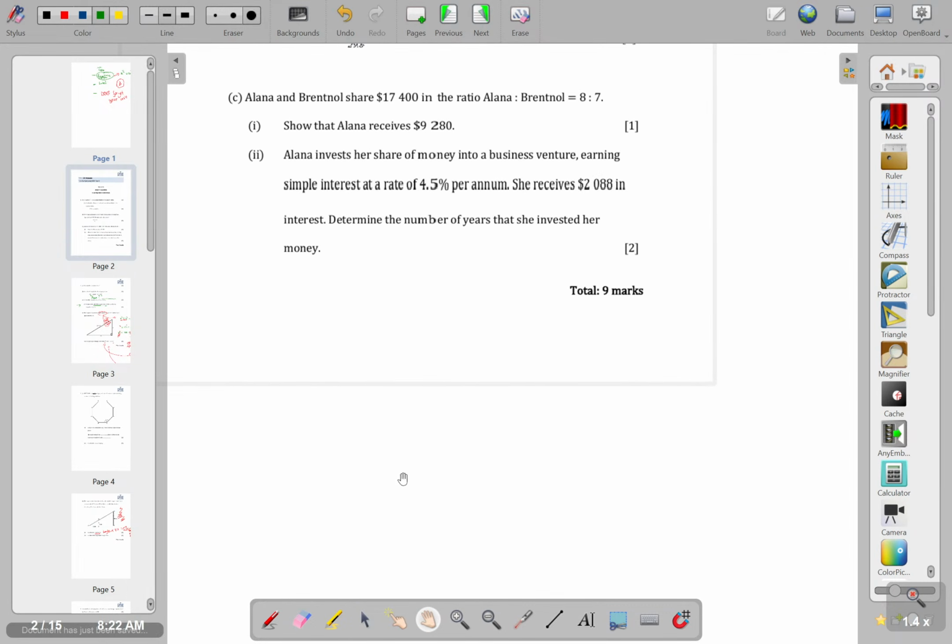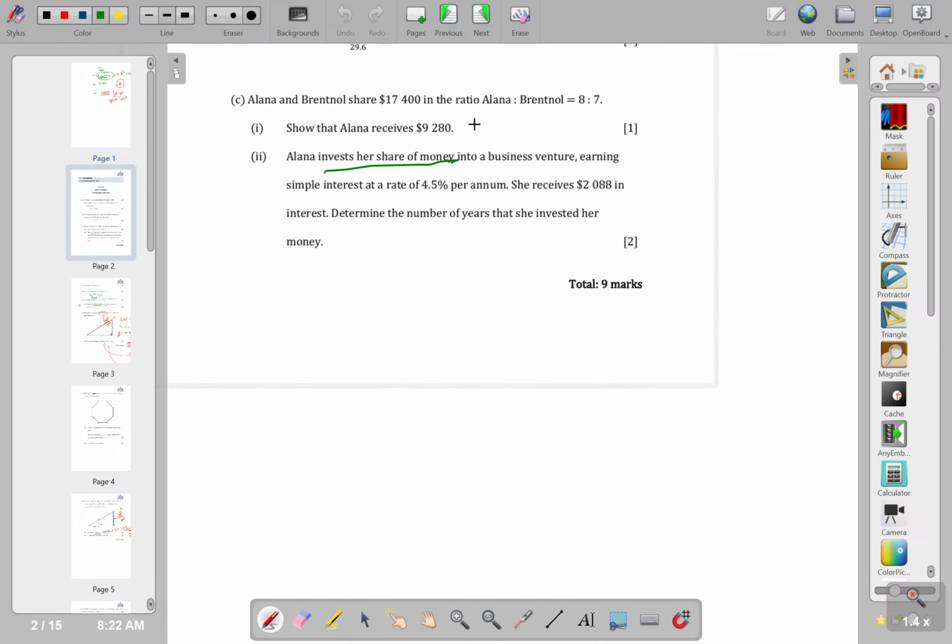What else? Now, Alana invests her share of the money. What's her share of the money? 9,280. So I'm teaching my students, listen, when you read, read slowly, make the thing come alive. Don't just read it all the way to the end and then wonder what the heck you just read. Read it slowly, put together the whole story. So she puts 9,280 into the business venture, earning simple interest. Trigger alert: simple interest.